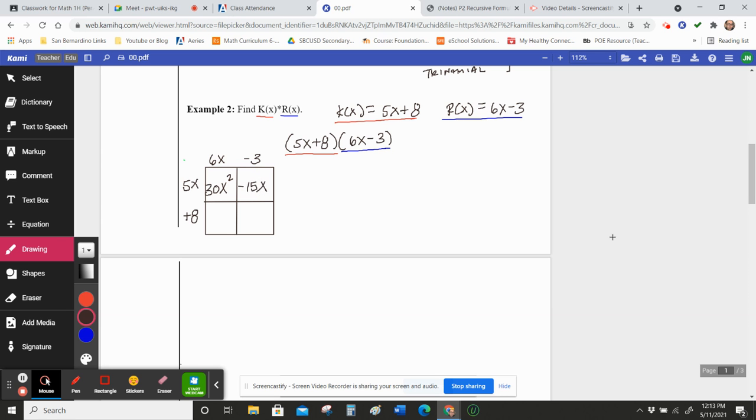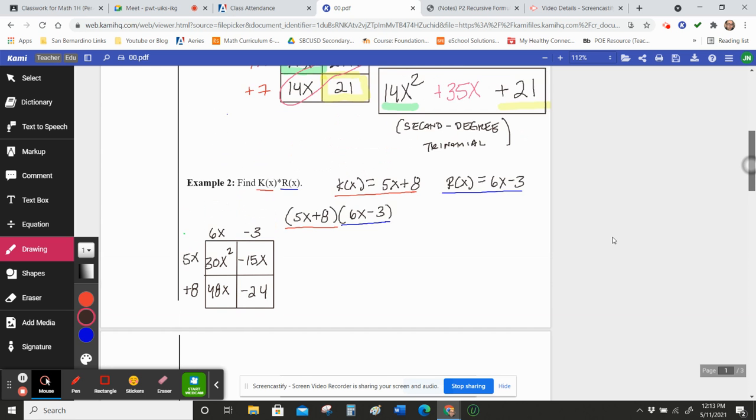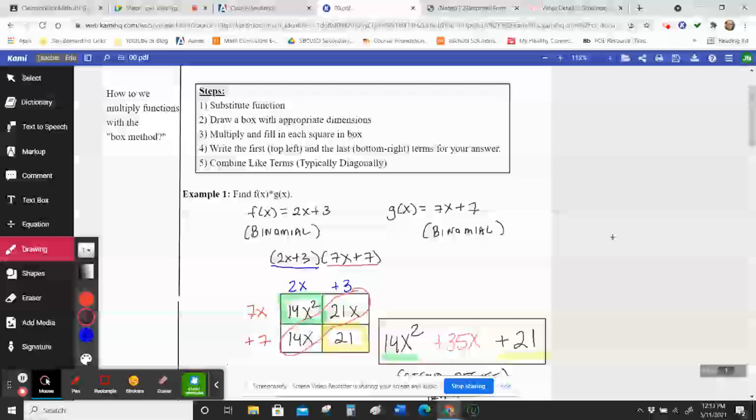6 times 8 will give me 48. We have to put the answer here. And then that 6 had an x, so it's going to be 48x. And then finally, negative 3 times 8. 8 times 3 is 24. We have a negative, so it's going to be negative 24. All right, so the first couple of steps are done. We substituted, drew a box, multiplied, and filled in the box.